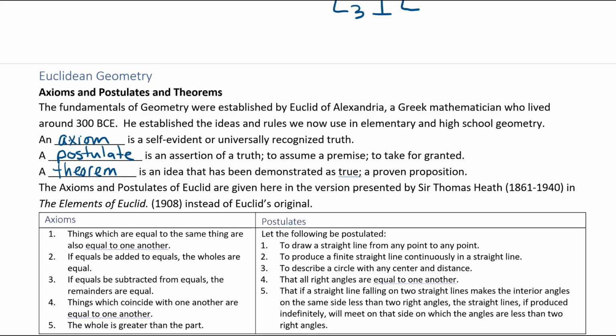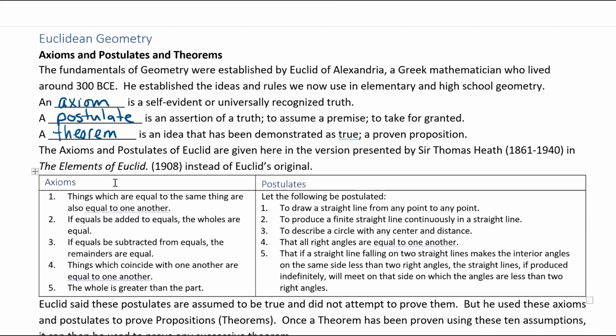So the axioms and postulates of Euclid are given here in their original version from the Elements of Euclid, okay? So here's his axiom. Things which are equal to the same things are also equal to another. So if A equals B and B equals C, then A equals C. If equals be added to equals, the wholes are equal. So these are a little difficult to understand, but this is like the addition property of equality. If equals are subtracted from equals, the remainders are equals. Again, subtraction property of equality.